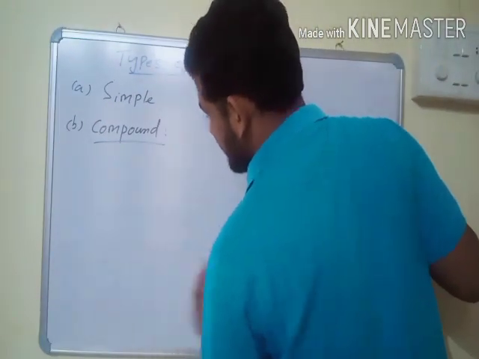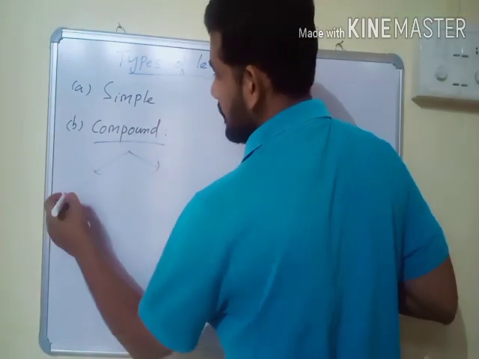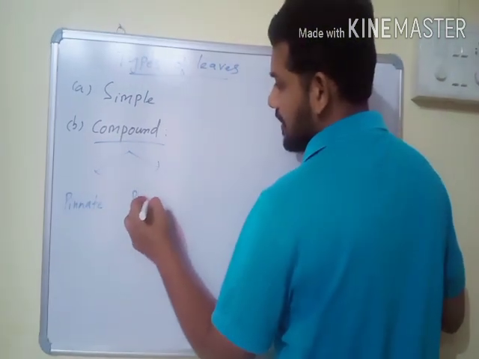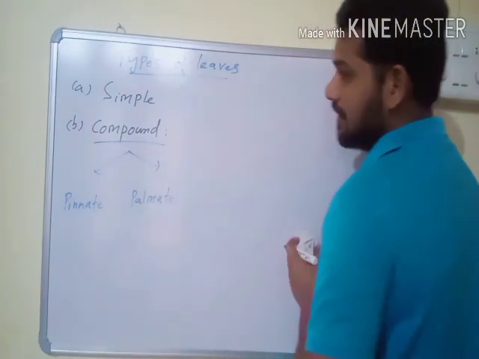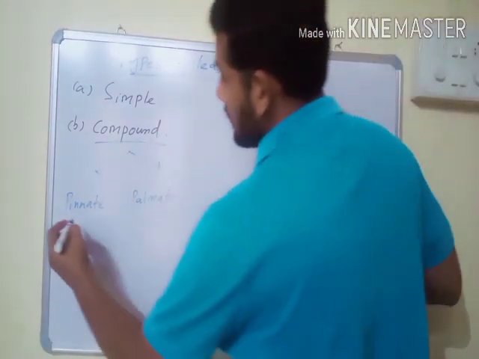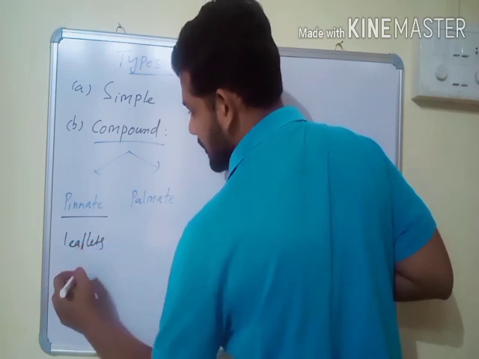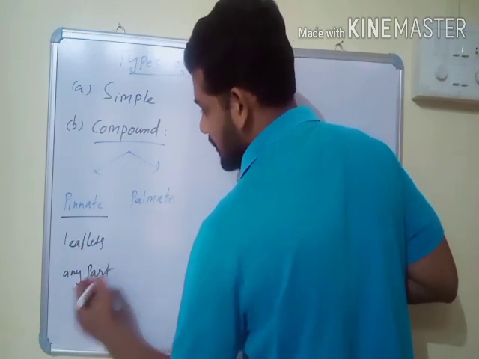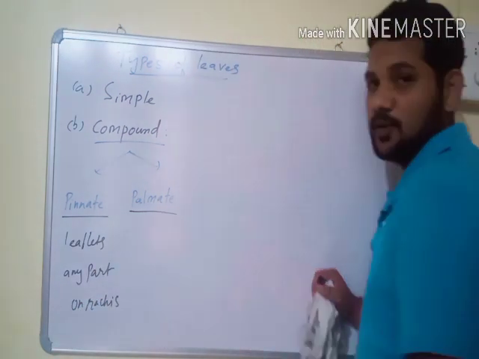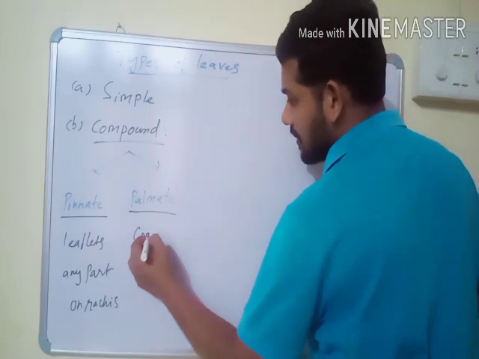These compound leaves are further classified into two types: pinnate compound leaves and palmate compound leaves. In pinnate compound leaves, leaflets are present at any part on the rachis. In palmate compound leaves, all leaflets arise from a common point.